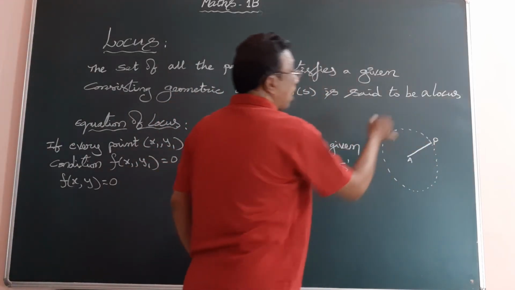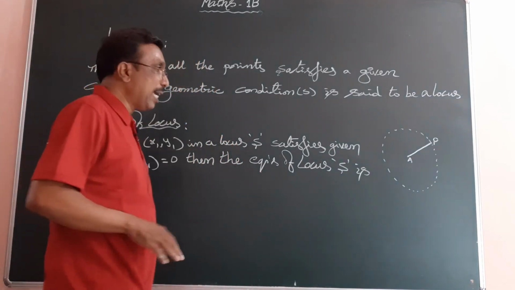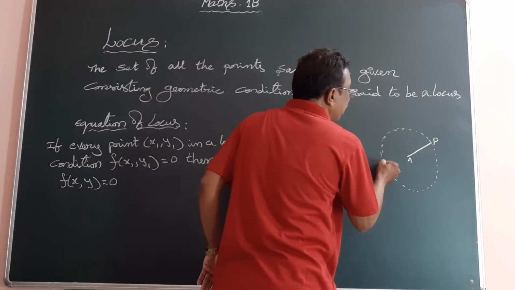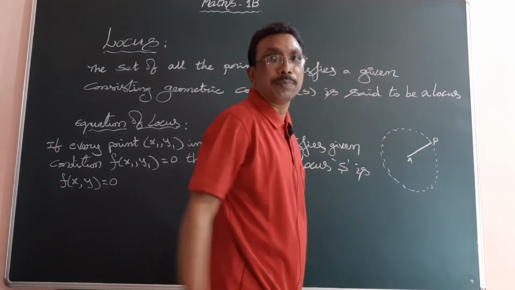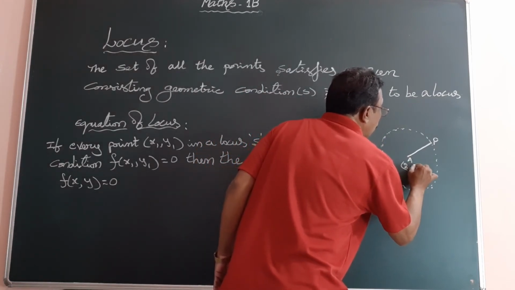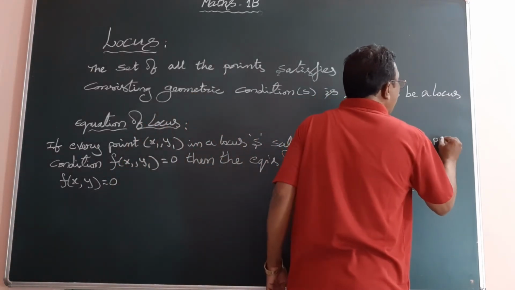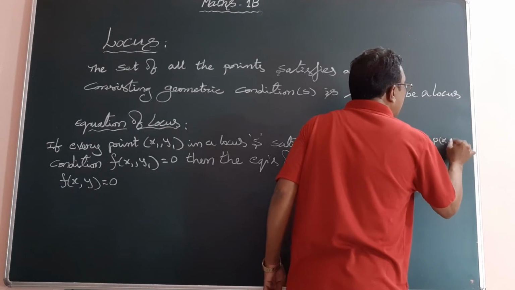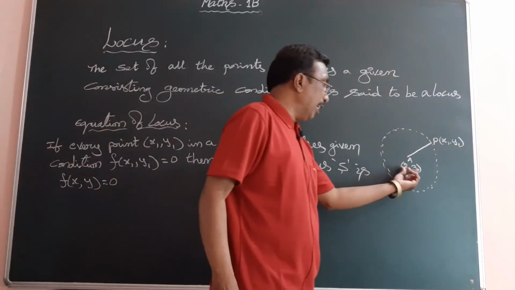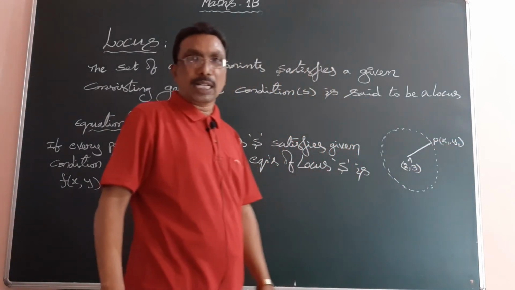This is a circular path. How can we find out the equation of the locus? For example, this is a circular path. Now we consider one point, 2, 3. This point is (2, 3). Now P(x1, y1). This point is (x1, y1). How can we find out the locus equation?